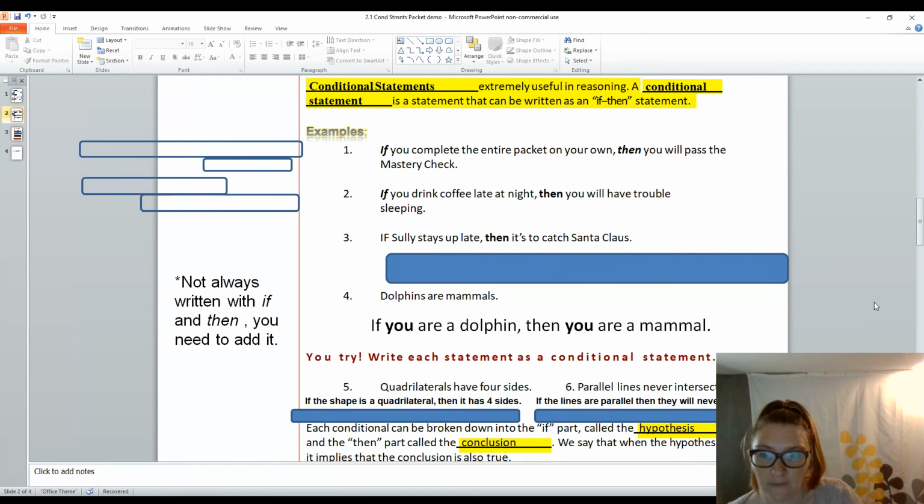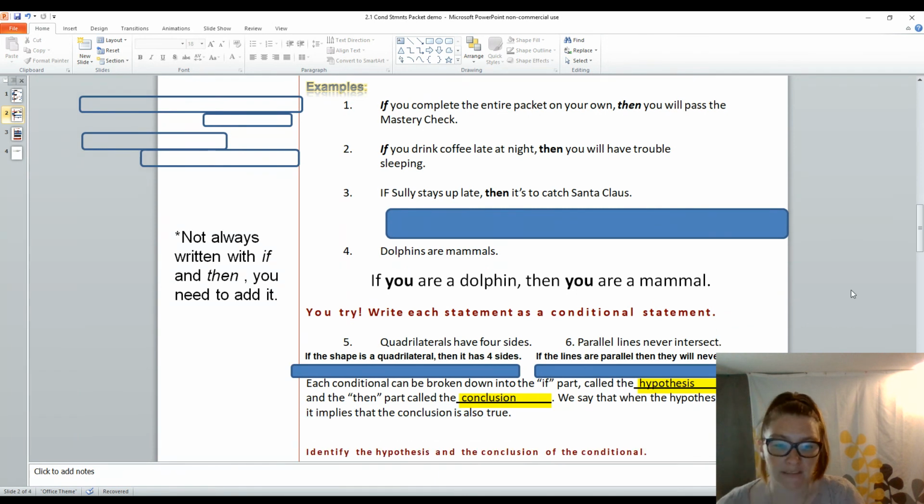All right. It says each conditional can be broken down into the if part, which we call the hypothesis, and the then part, which is called the conclusion. We say if the hypothesis is true, then it implies the conclusion is true. So we're looking at both parts of that.